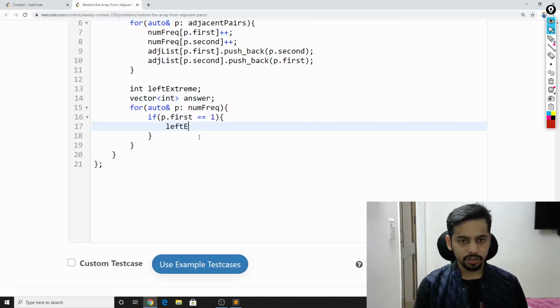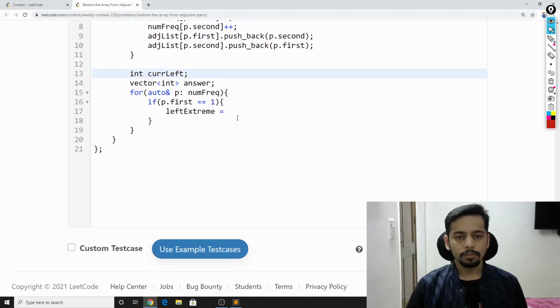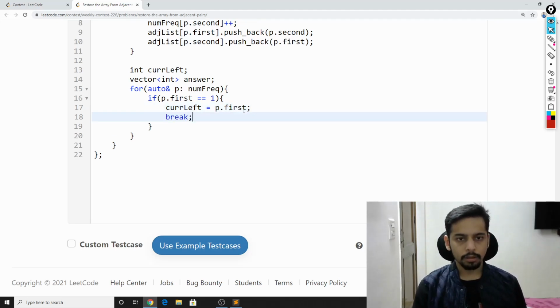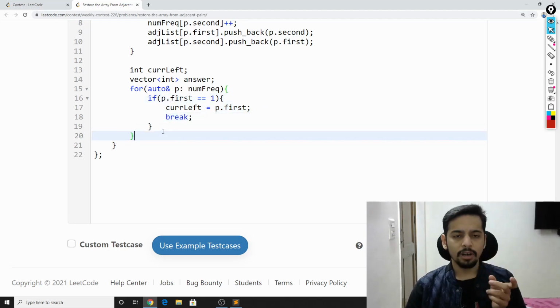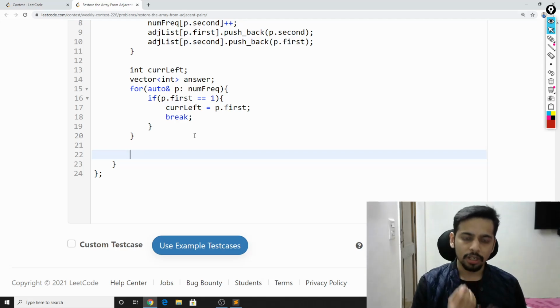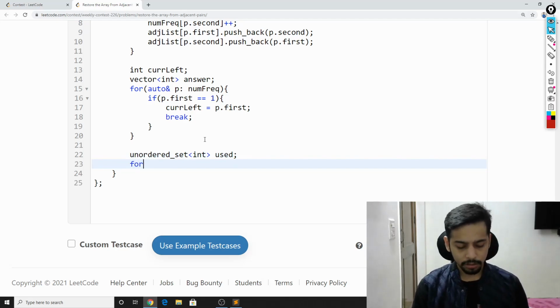Then you have your left extreme equals to, well, let me just call it left, current left. Then your current left equal to p dot first. And I can probably break in here and say, okay, break. Now I have my curl left, right? I'll just keep adding these curl lefts to the answer and keep finding the next curl left. And I also need to remember what are the people who have already been put into my answer vector. So unordered map, or unordered set in fact, used up, and I'll go like this.